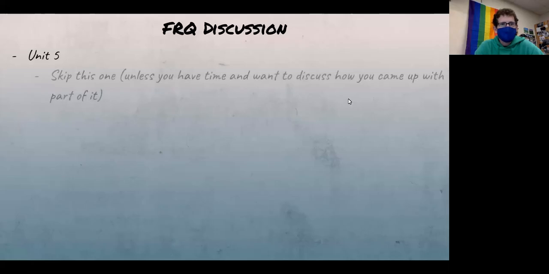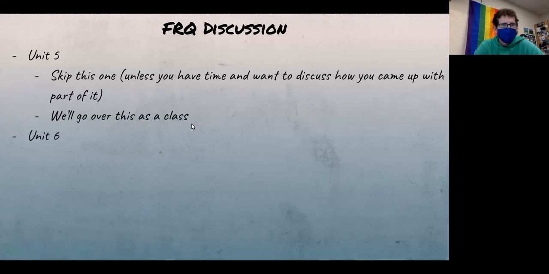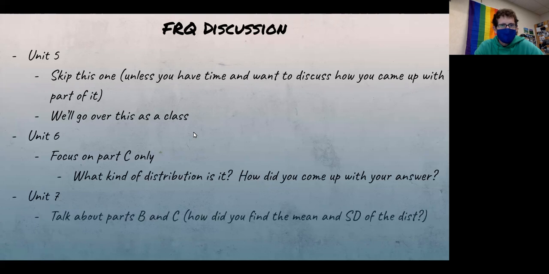So with Unit 5, we're going to go over this as a class. We're probably going to go over all of these as a class, so this part doesn't matter. This is what we would have done had we broken out into breakout groups. So we're going to look at Unit 5, 6, and 7 FRQ, and we'll start off with that.